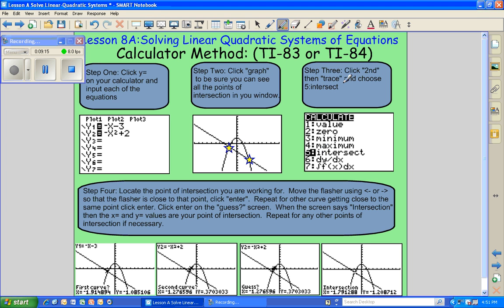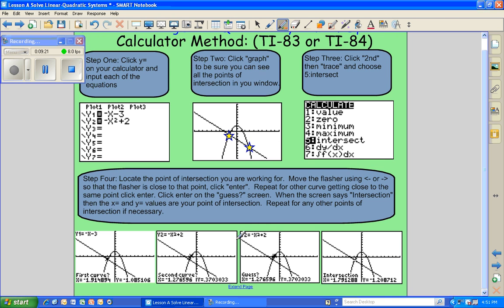So I'm going to click second, trace. I'm going to choose option 5. And I'm going to have to go through this process once for each point of intersection. So in this case, I'm going to have to do it twice. So when I do that second trace 5, the first thing it does is ask, what curve do you want to intersect? And it defaults to y1. So I'm going to move my arrow using the left and right arrows closest to this particular curve, and then I'm going to hit enter.